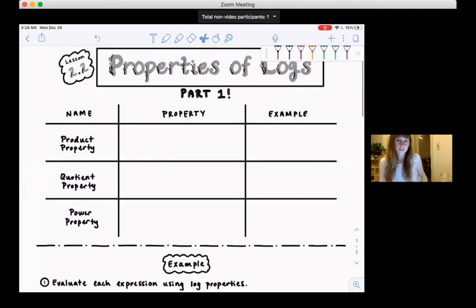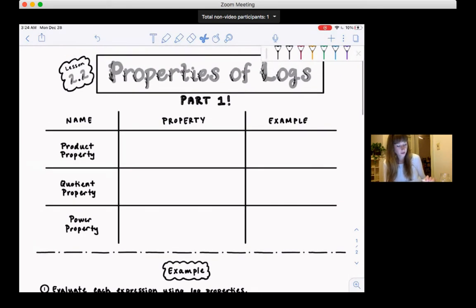Welcome to lesson 2.2. This is on properties of logarithms. So we're going to learn 3 properties and then we're going to learn how to do some stuff with them. So we're going to evaluate expressions and then in the next lesson solve equations.